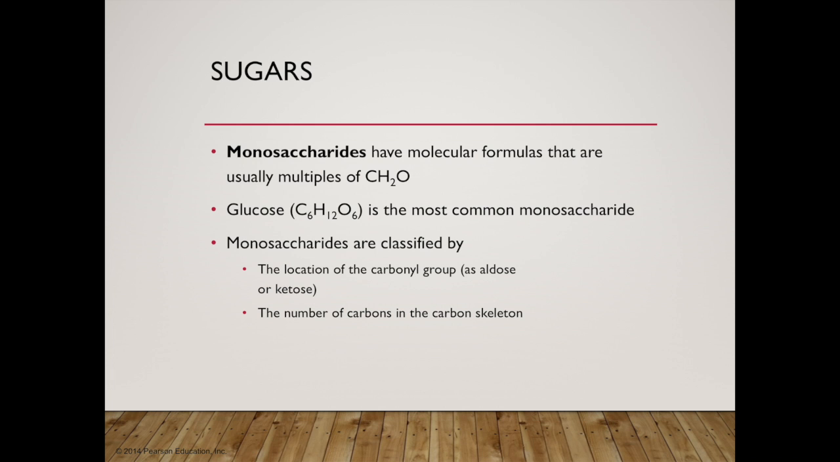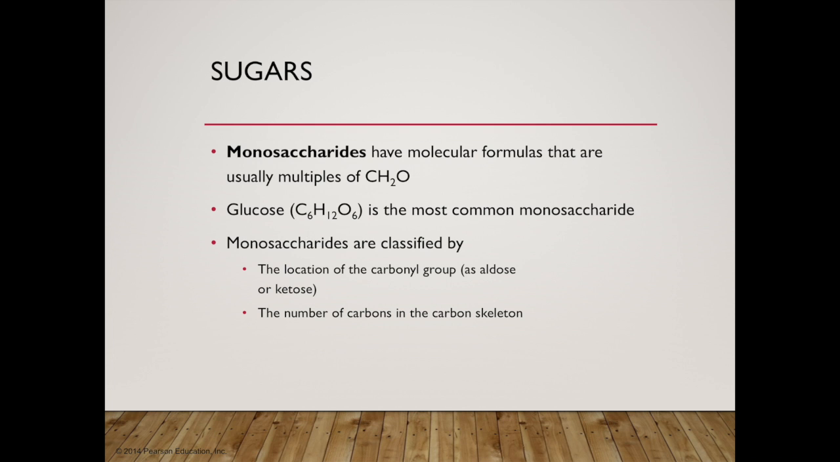So, monosaccharides are simple sugars that are usually found with a molecular formula of CH2O repeated some number of times. So, for example, glucose, you've probably heard of glucose, is C6H12O6. So just imagine CH2O multiplied times 6, and that gives you this molecular formula for glucose. But glucose is not the only type of simple sugar out there.